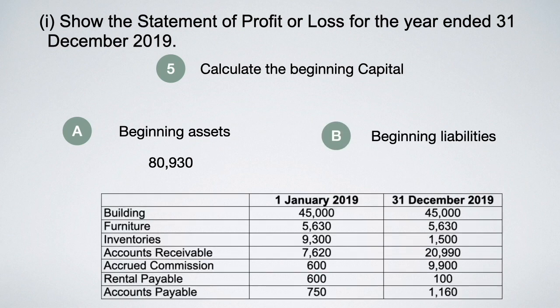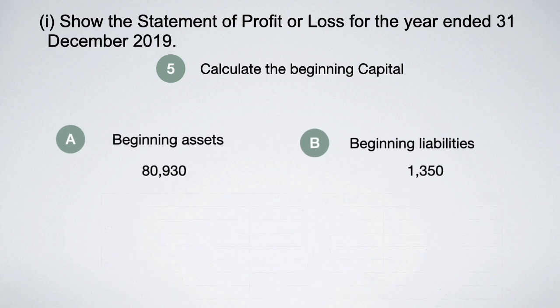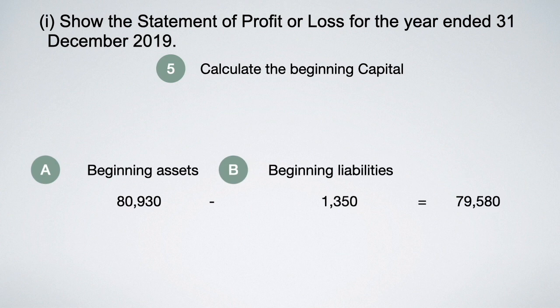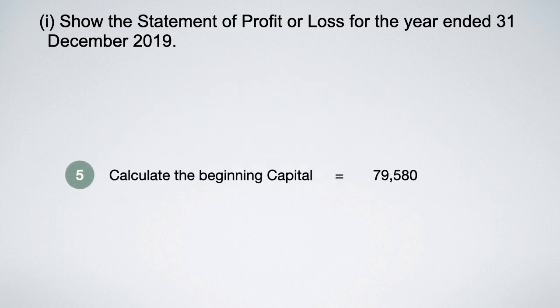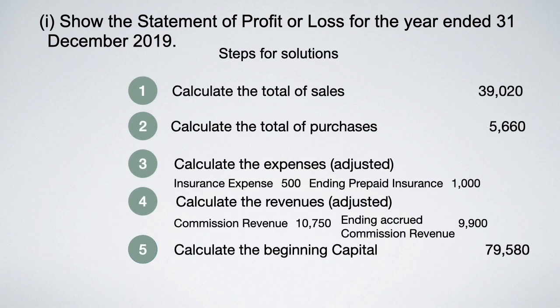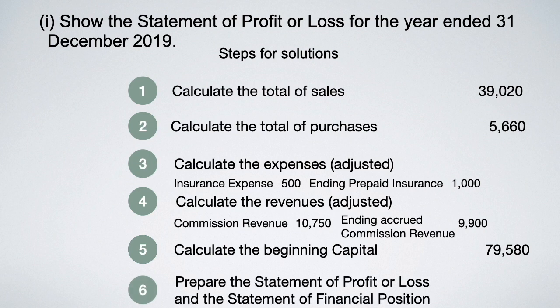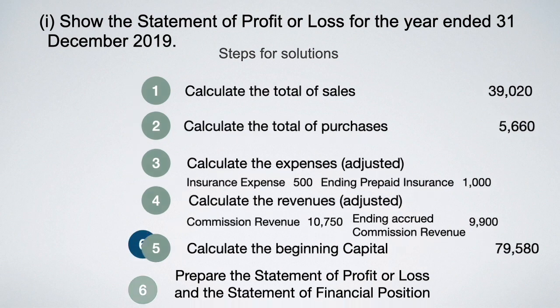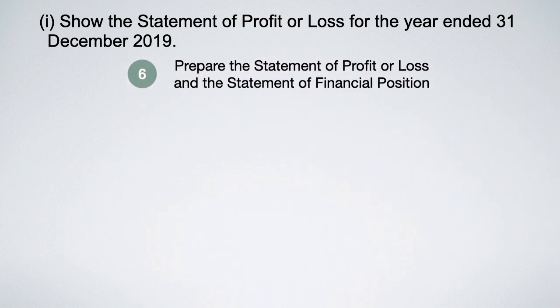So now we calculate the beginning liabilities. So you just take the rata payables and accounts payable, dapat 2. Okay. Now you tolak dua benda ni, kita dapat beginning capital. Settle. Habis. So we have beginning capitals. Alright. So sekarang barulah kita nak prepare profit or loss and statements of financial position.